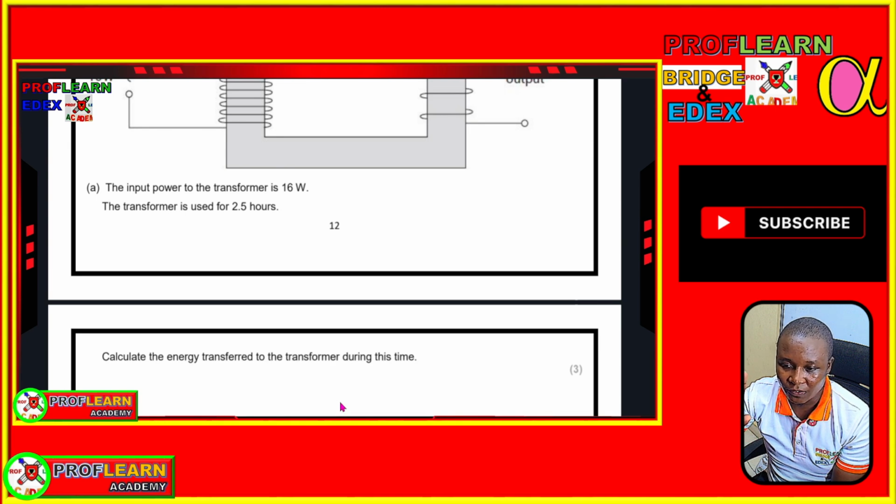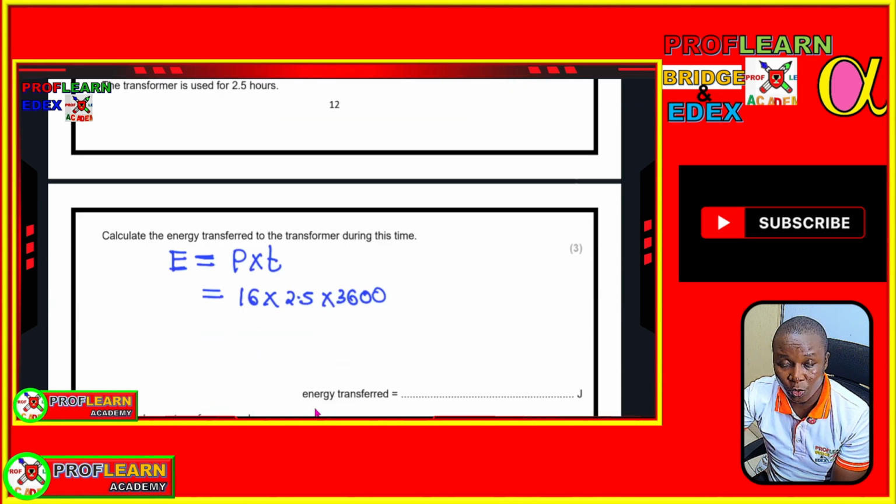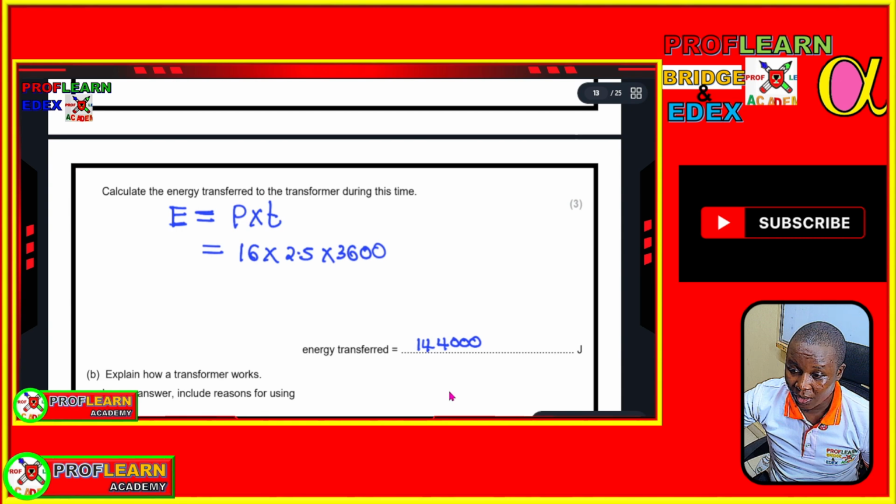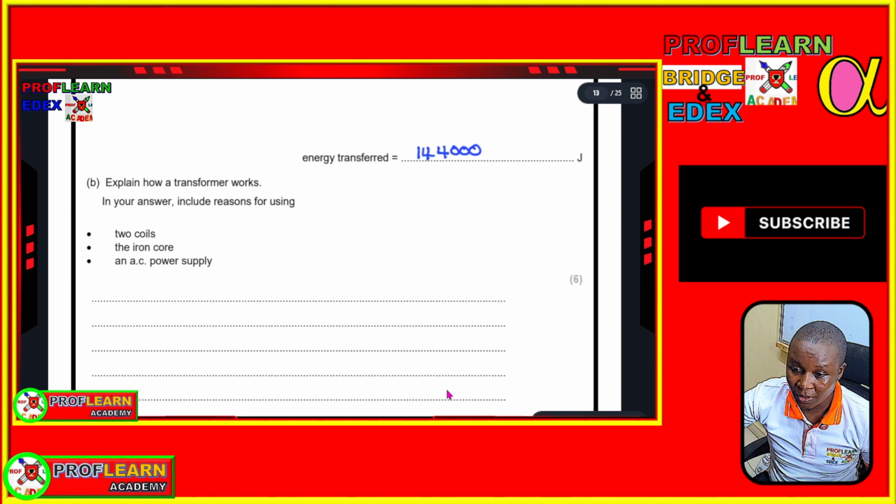Calculate the energy transferred. Power is the rate of transferring energy, right? So if we want to calculate the amount of energy transferred, it will be power times time, isn't it? Then we can say it's 16 times 2.5, but the 2.5 hours has to be converted to seconds so that we can get our answer in that particular case. So we shall have 144,000 joules of energy that is being transferred.